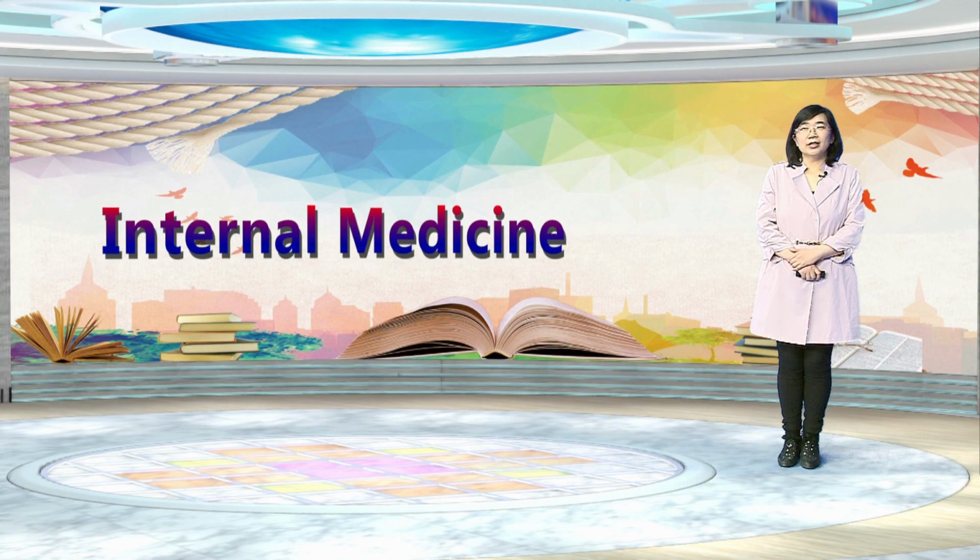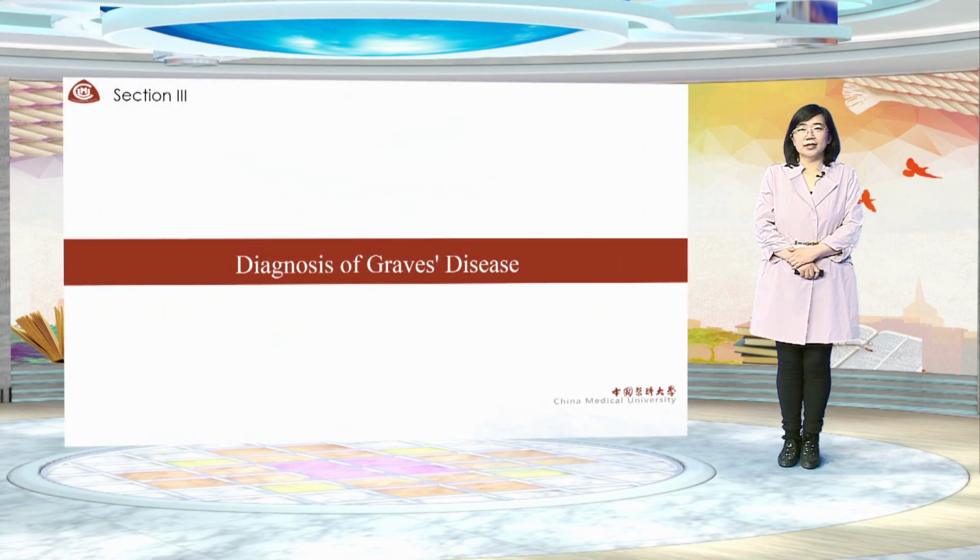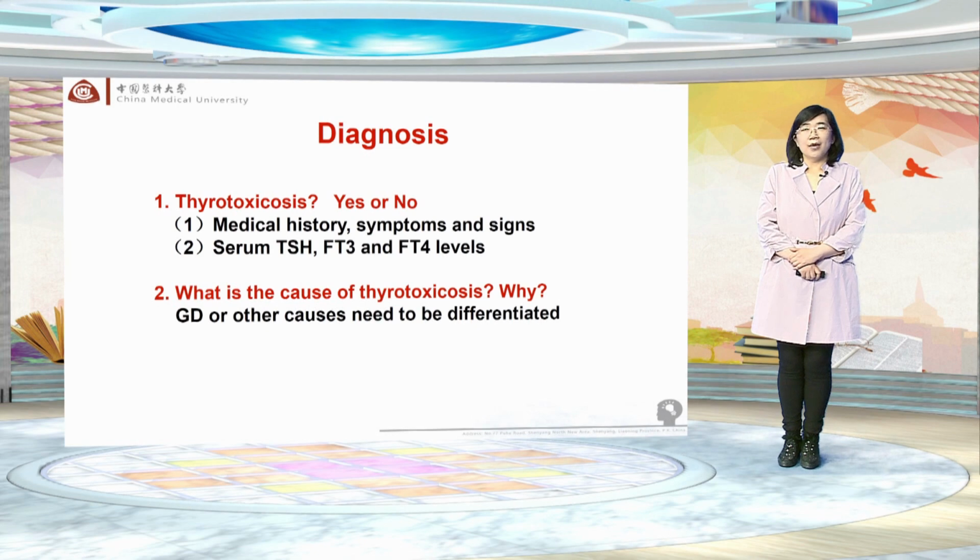In the third section, we would like to talk about the diagnosis of Graves' disease. Once hyperthyroidism, especially Graves' disease, is suggested by the medical history and the manifestations, we need to know how to make the final diagnosis. Firstly, make sure it is thyrotoxicosis or not. It may be suspected based on signs and symptoms, and then confirmed with blood tests.